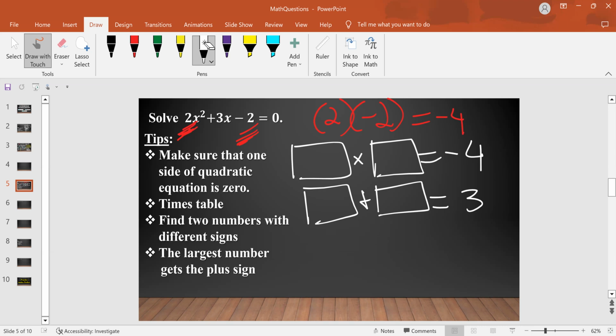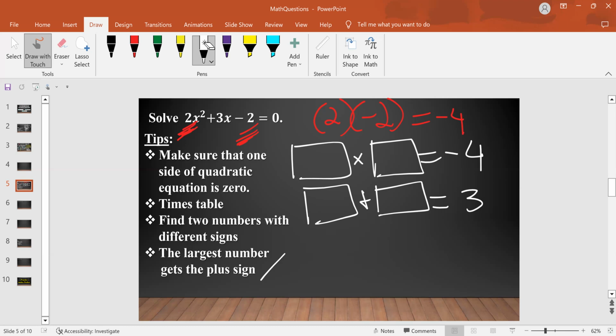Now find two numbers with different signs. Yes. To find two numbers where the multiplication gives you a negative result and the addition gives you positive, that means the two numbers are what? One negative and one positive. That's the only condition for the multiplication to give you a negative result. And now, if you continue in the tip, they said the largest number gets the plus sign. Yes, that's why the sum is positive, but the multiplication is negative.